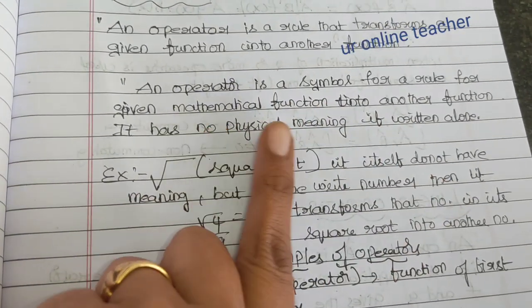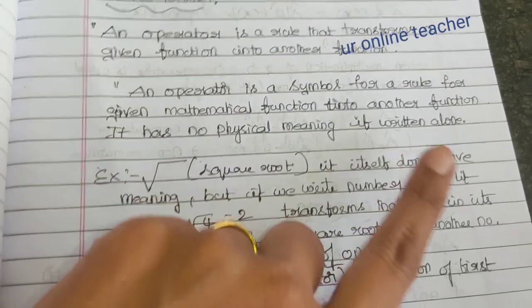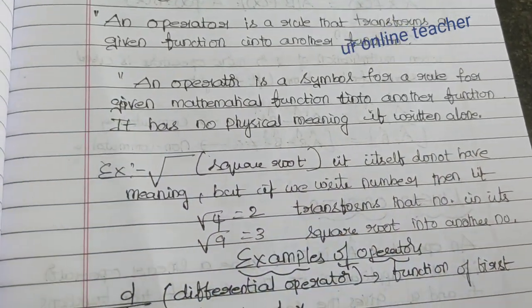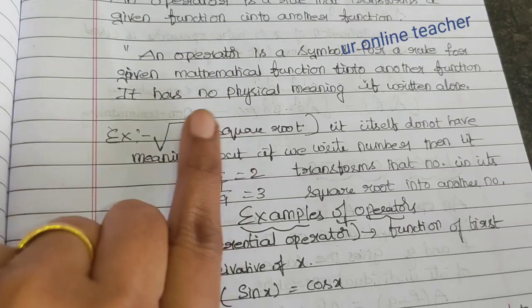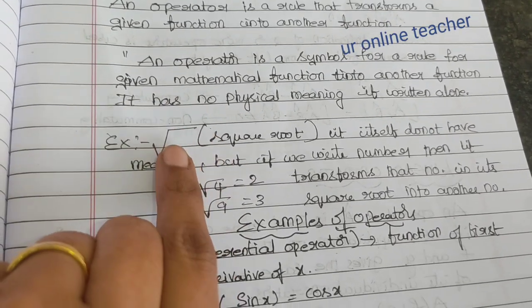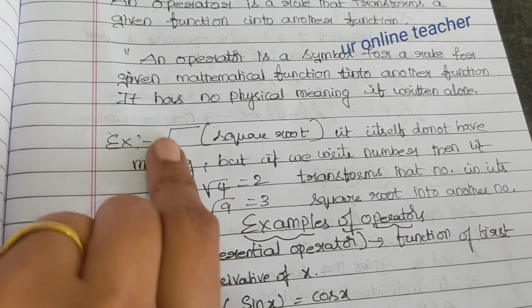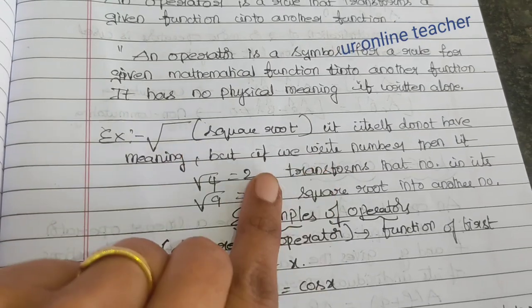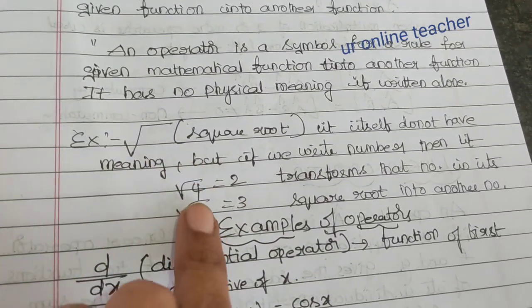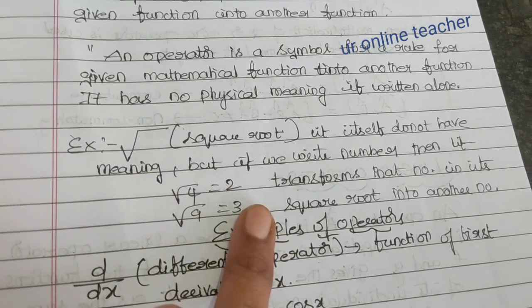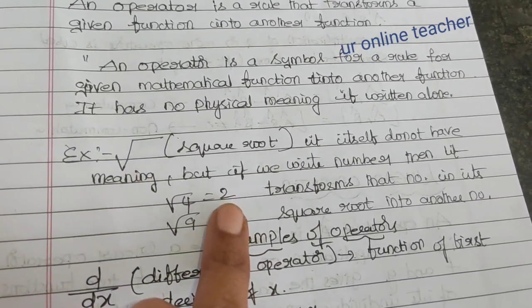It does not have any physical meaning if it is written alone. I will explain it with one example. For example, square root is an operator. If we don't write any number and just write square root, is there any meaning? It itself doesn't have any meaning. But if we write a number, the root of 4, then we will get one number. So it will give another function.